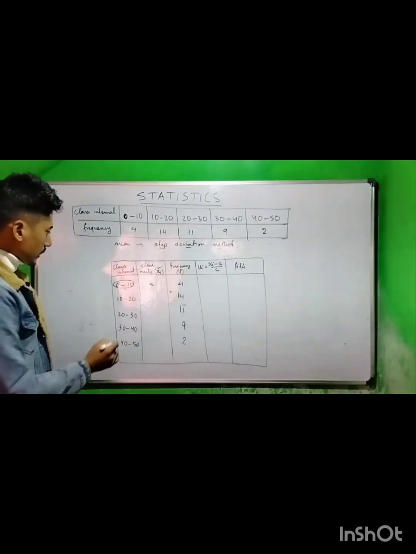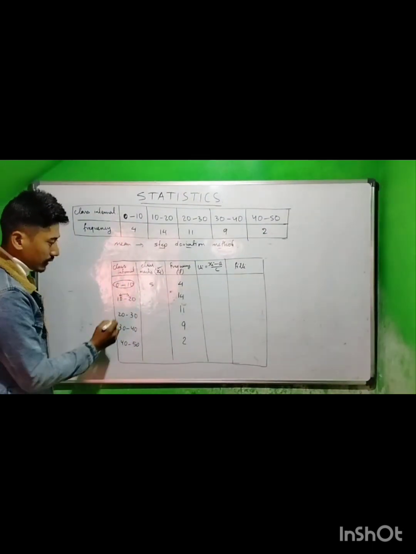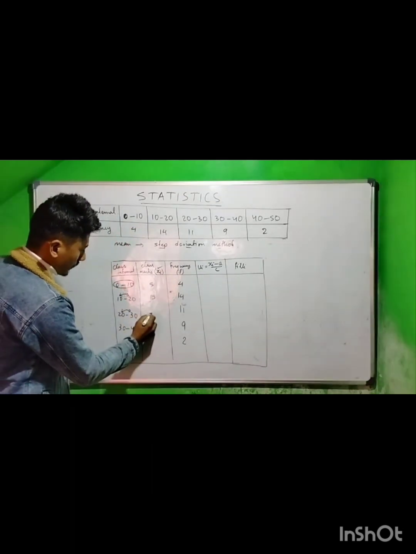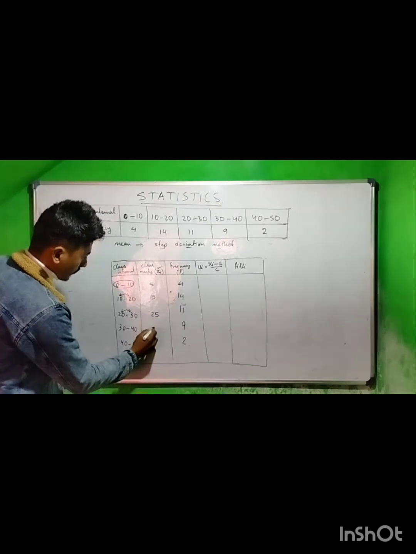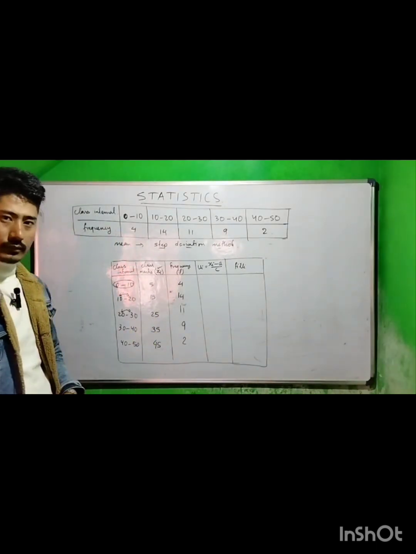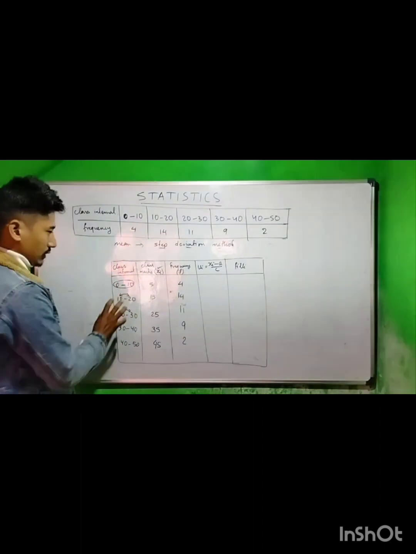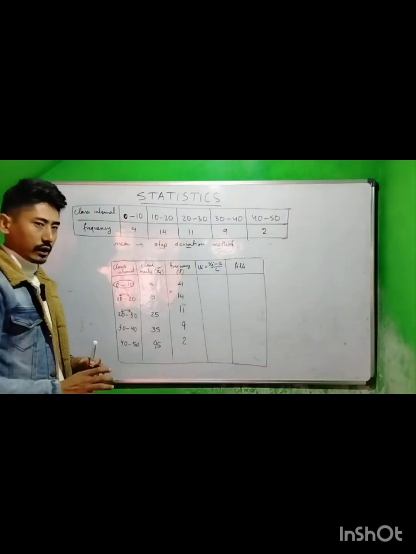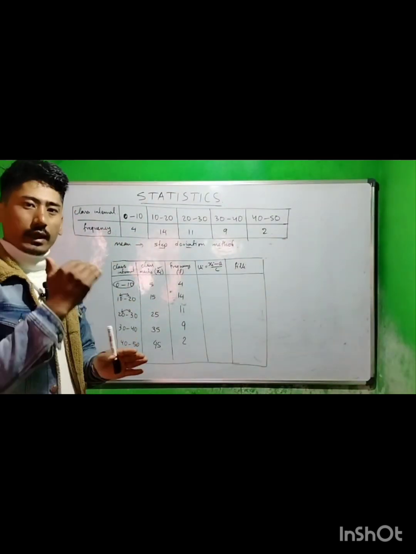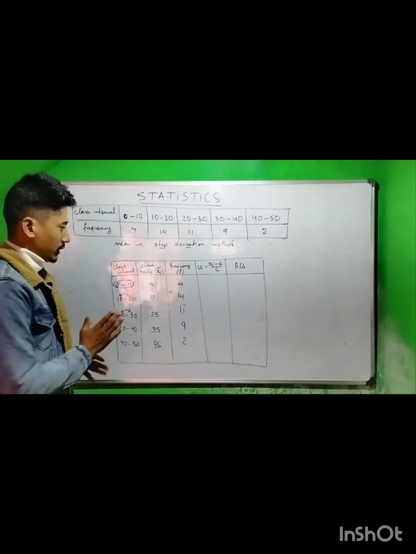Alright, similarly the mean value of 10 and 20 is 15, the mean value of 20 and 30 is 25, similarly 35 and 45. If you get different numbers here, then you have to do the sum of the lower limit and upper limit and divide by 2, and you will get the mean value.